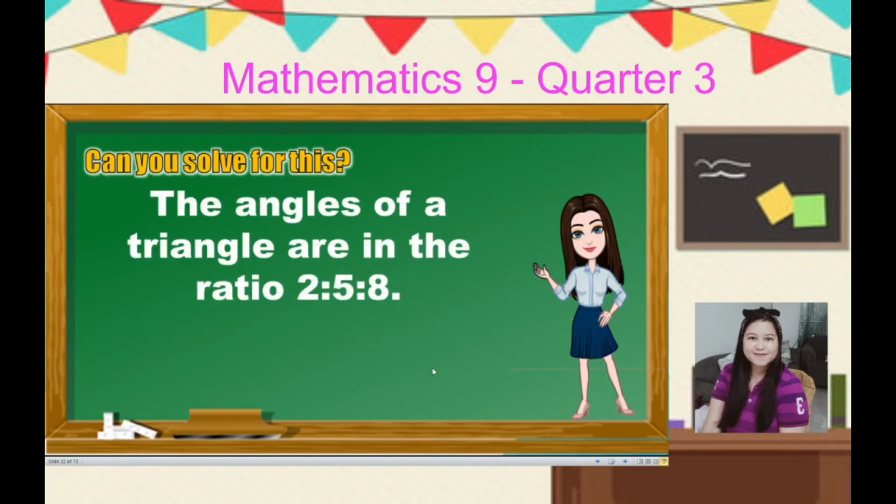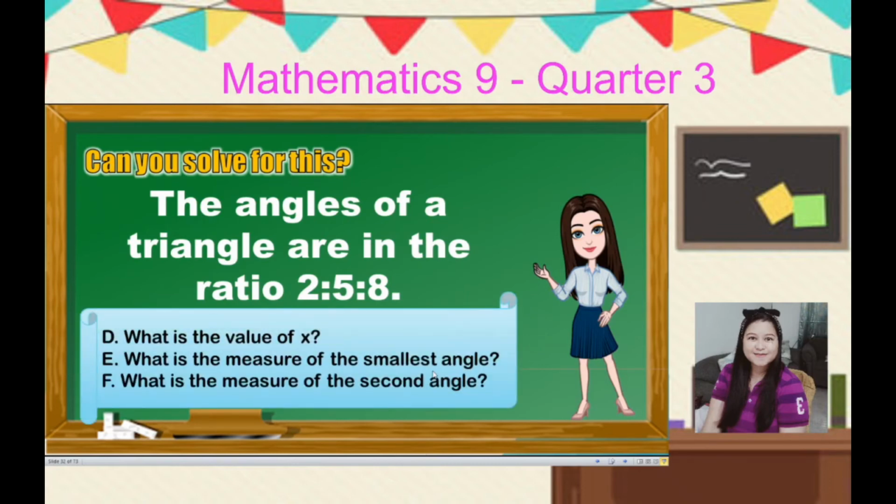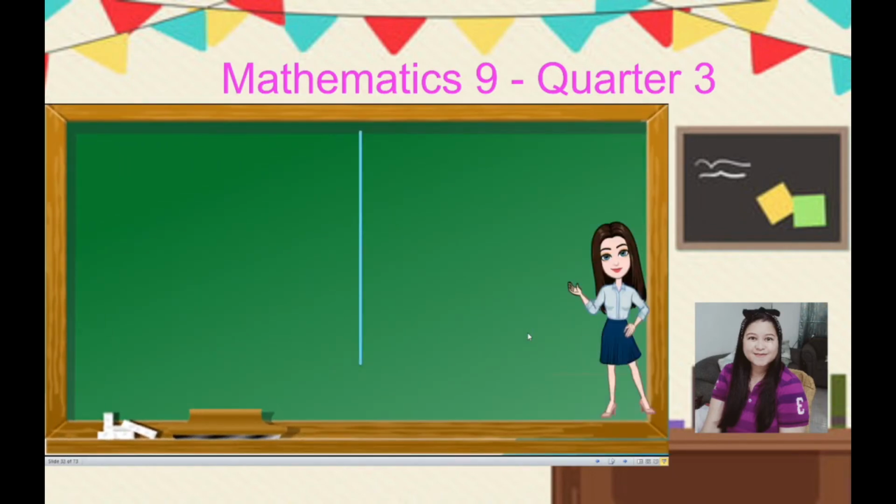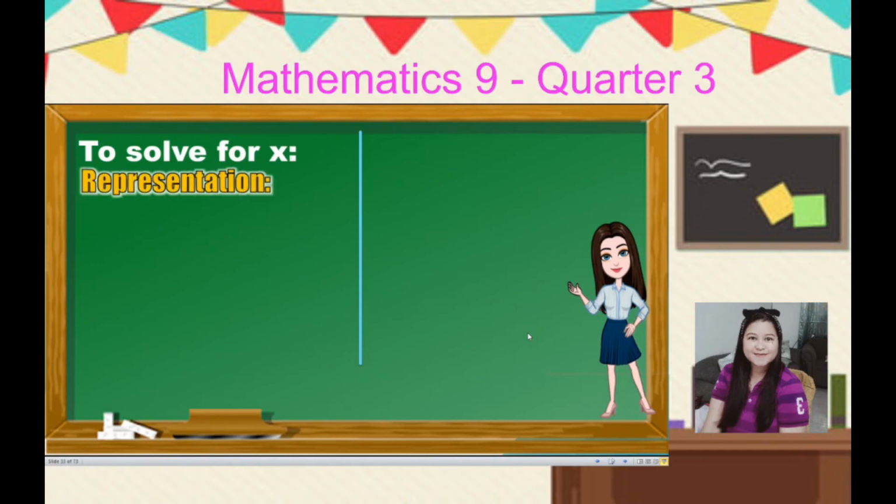The angles of a triangle are in the ratio 2:5:8. The questions: what is the value of x? What is the measure of the smallest angle? And what is the measure of the second angle? So again, representation. Representing the measures of the three angles, that will be 2x, 5x, and 8x.